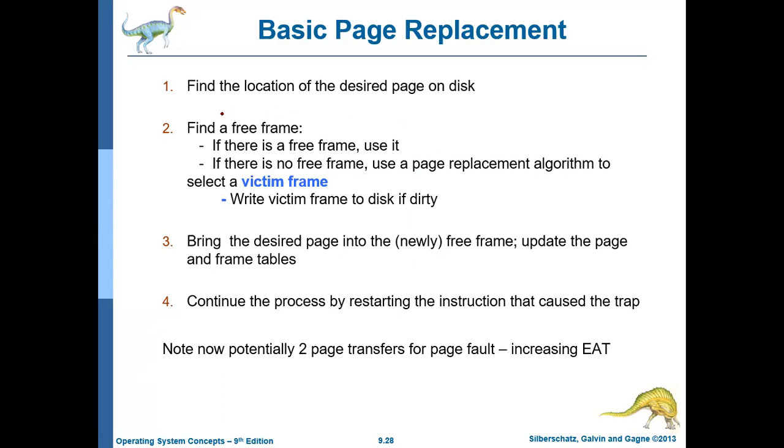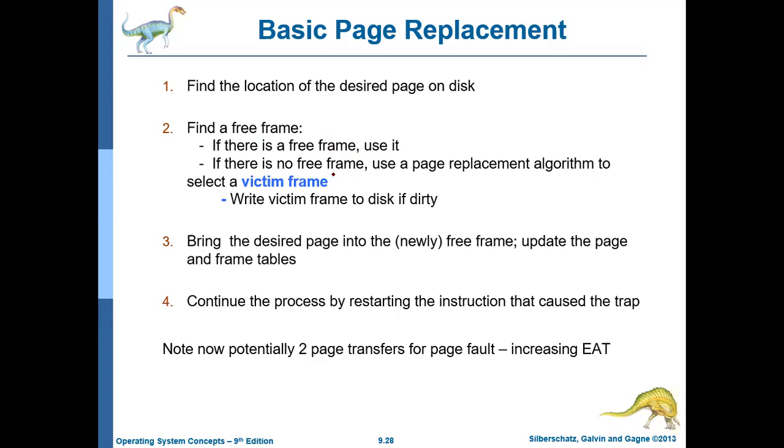First, find the location of the desired page on the disk. You need to check where that page belongs in your secondary storage, which you want to use in the main memory. Then you need to find the free frame where you can copy that particular page in the memory. If there is a free frame, then you may use it. Free frame means if you have free space in the main memory, then directly you can copy your page from secondary to primary, and there will be no issue.